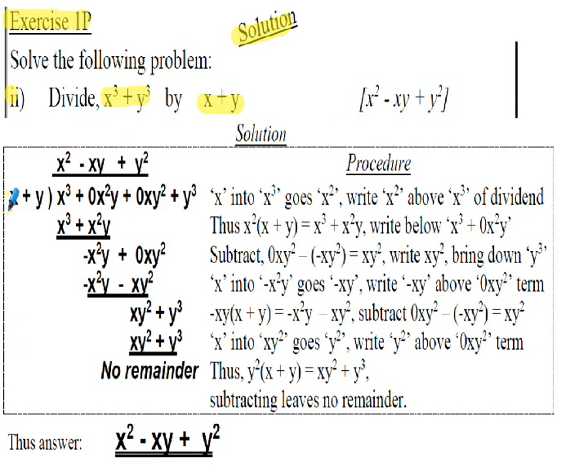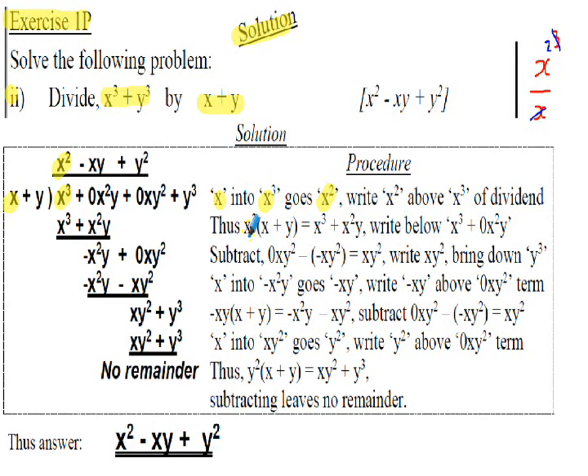Starting the process, we say how many times does x divide into x cubed? Again, if you want to think of it like this, that's x cubed divided by x. And if we cancel down, the x there cancels with one of the x's here to leave us with x squared. So how many times does x divide into x cubed? It goes x squared times. We write the x squared above the x cubed in the dividend.